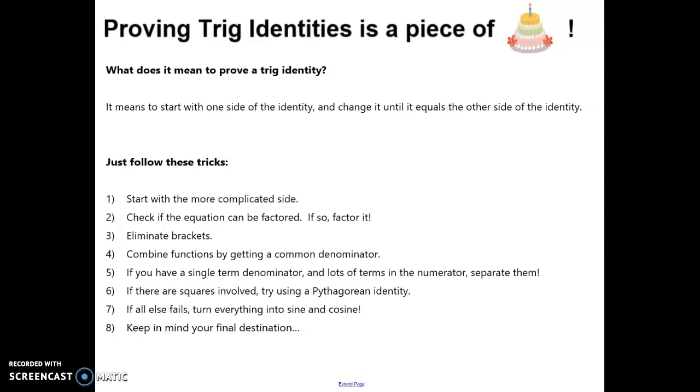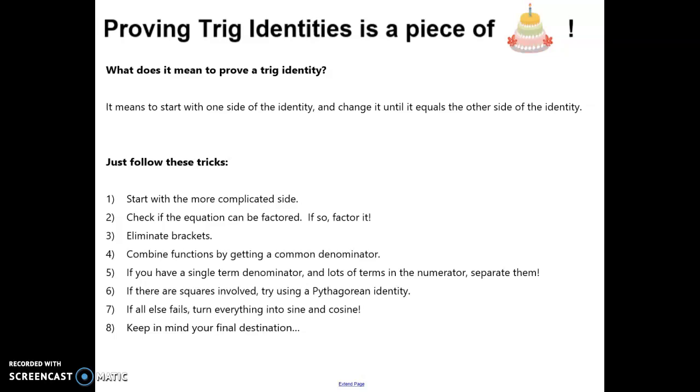So here are some tricks. Always start with the more complicated side. Always check then if the equation can be factored. If it can be factored, factor it. If there's brackets, try to eliminate the brackets by foiling or multiplying things in. You can get a common denominator if things are written as fractions. If you have a single term denominator and lots of terms above, you can try separating them, and I'll show you an example like that today.